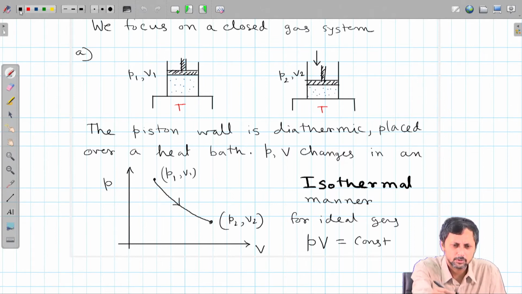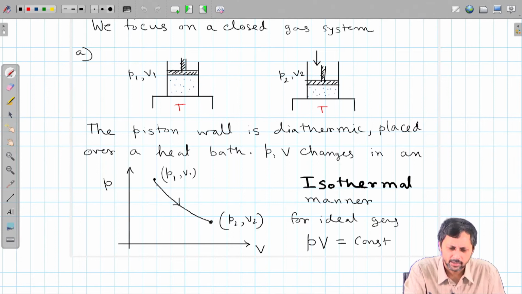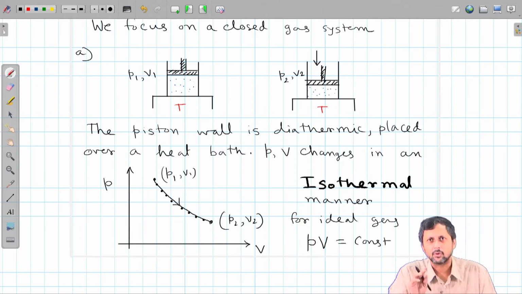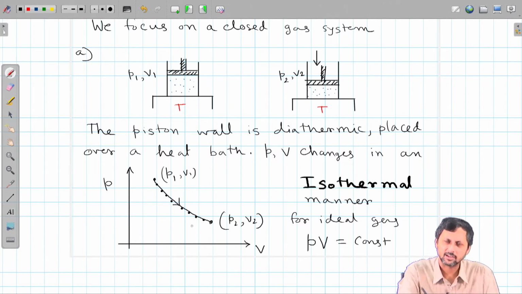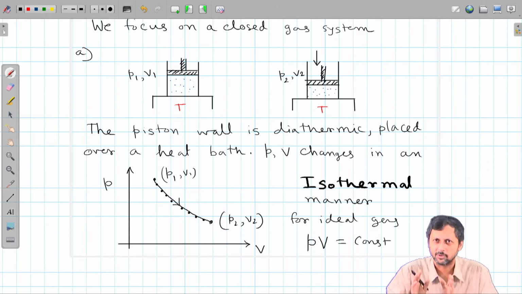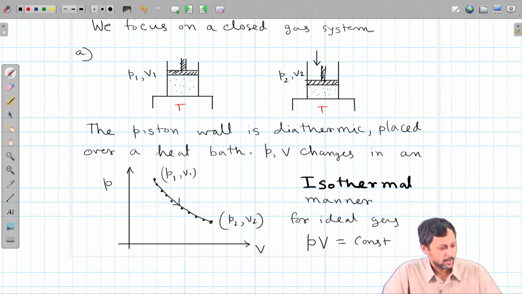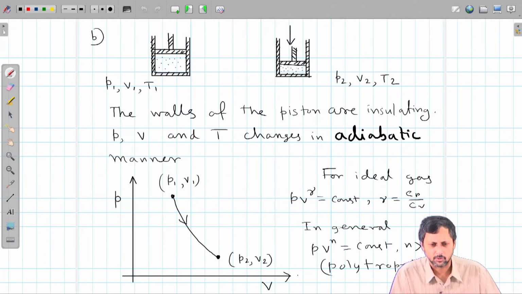Please remember that although we are drawing it like a smooth line, it's actually a combination of discrete points because it's a quasistatic process. This we have to always keep in mind. I will not be telling this explicitly every time, but please keep in mind that every line we draw is actually not realized in reality, but what we have is a collection of closely spaced experimental points, right. So this is an isothermal process, and for ideal gas PV is equal to constant.